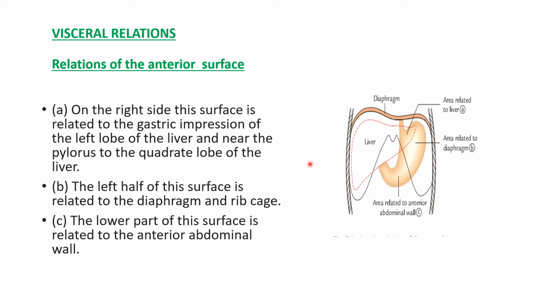We have the visceral relations. The visceral relations are divided into the anterior and the posterior relations. The anterior part of the stomach is related to the left part of the left lobe of the liver, the diaphragm, and the anterior abdominal wall.